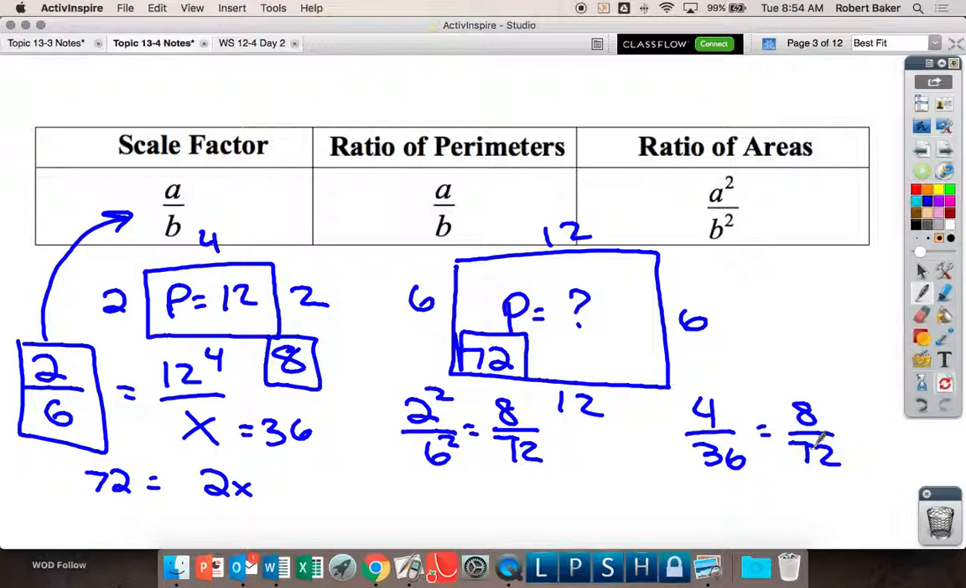Eight times 36 is 288. And 4 times 72, 288. So the main process here is that perimeter is just A over B, the ratio, and area is A squared over B squared, the ratio. So those are the two things that we're going to set up today.